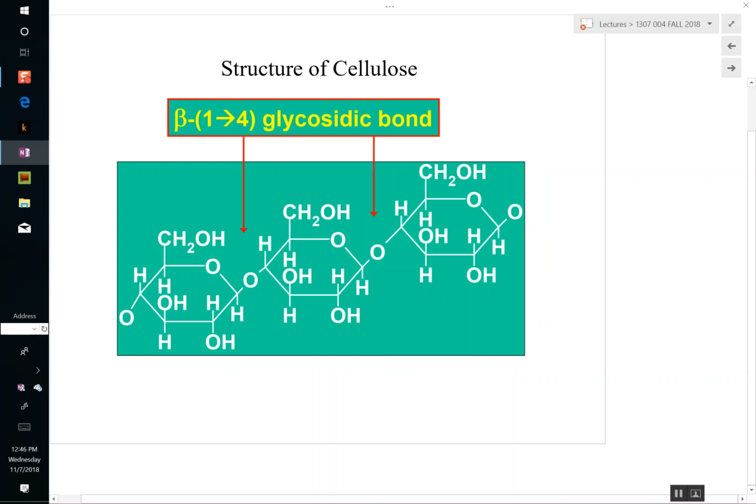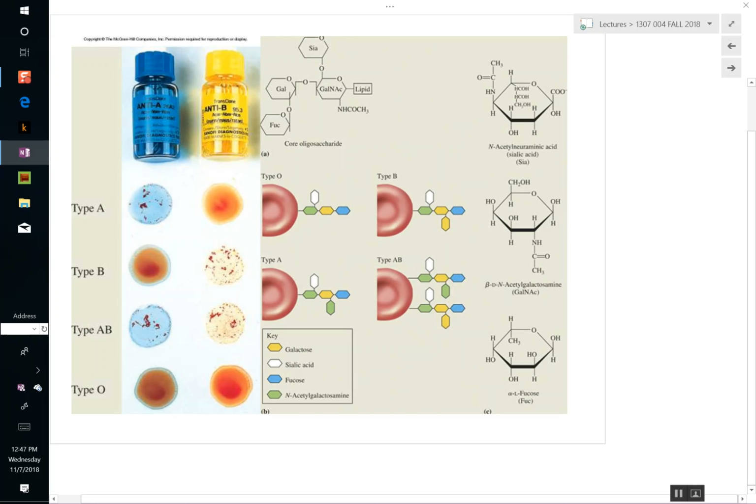There's cellulose, 1,4, 1,4, and then there would be branches coming off of here, but it is a polysaccharide. And we mentioned this one already, blood type. Okay, and those are little oligomers coming off the side.